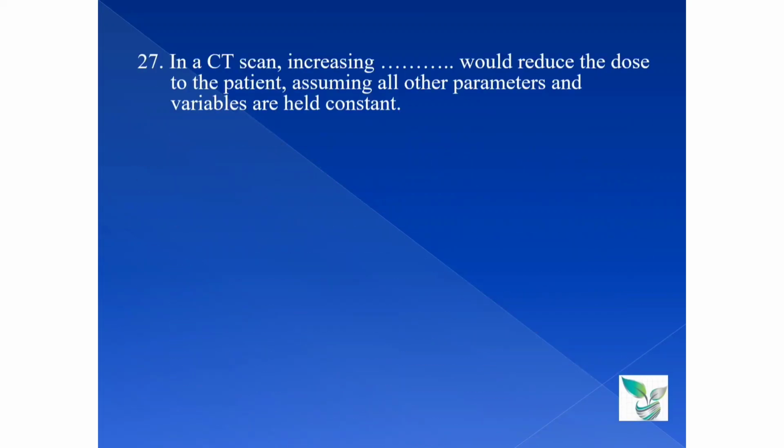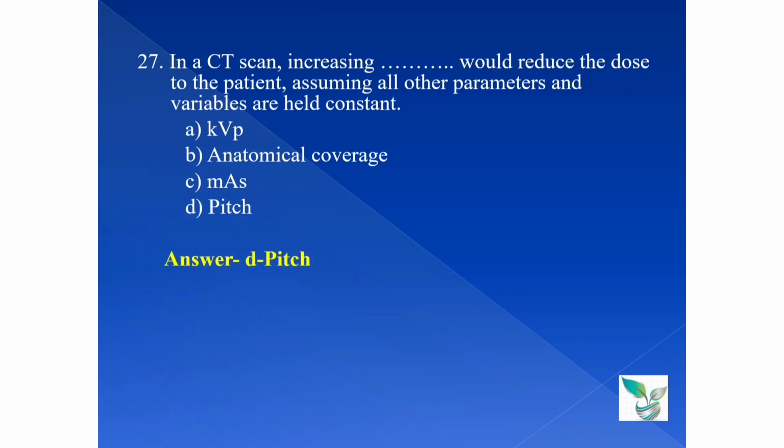Moving on to the next question, question number 27. In a CT scan, increasing dash would reduce the dose to the patient, assuming all other parameters and variables are held constant. So, increasing what would reduce the dose of the patient? Option A, KVP. KVP means kilovolt peak. Option B, anatomical coverage. Option C is mAs, milliampere second. And option D is pitch. The answer is option D, pitch. So increasing the pitch would reduce the dose to the patient.